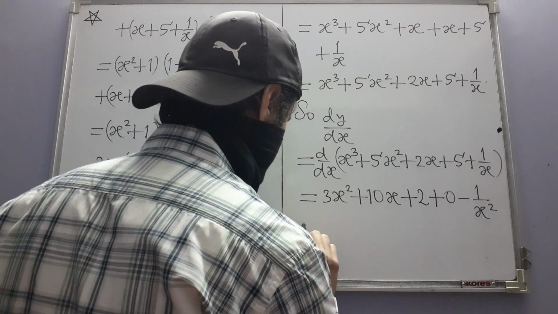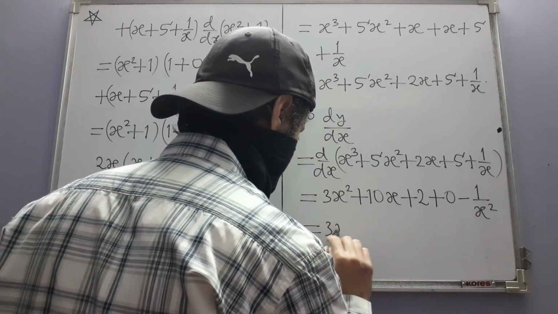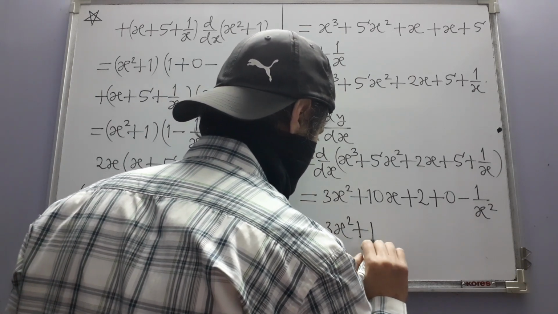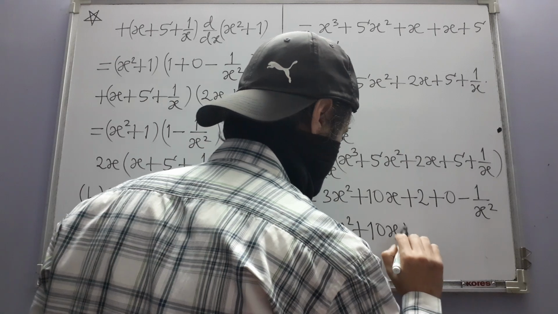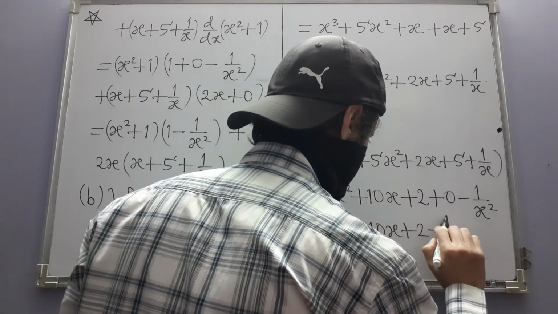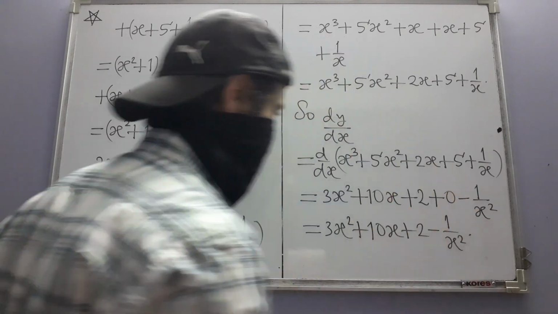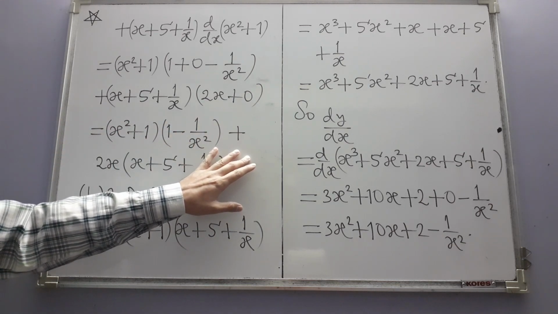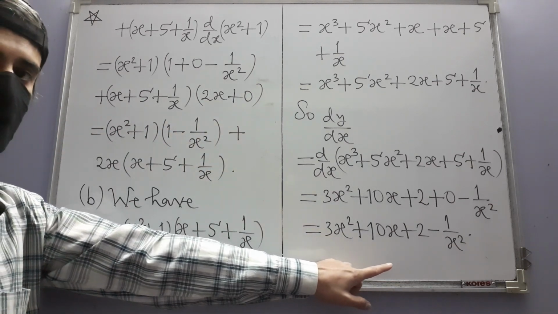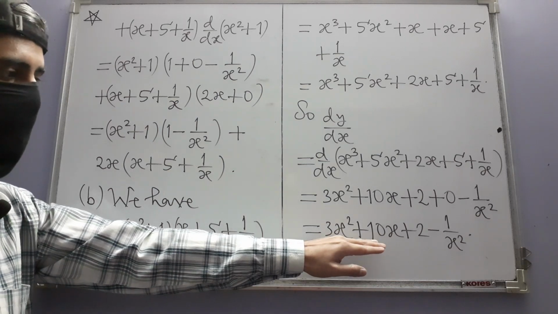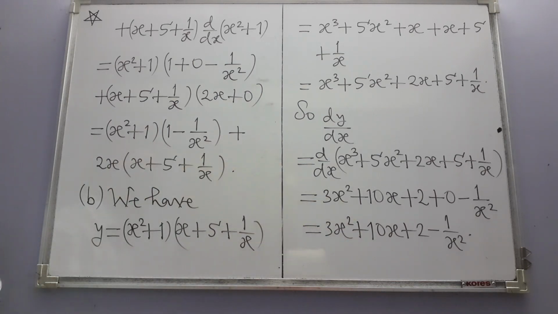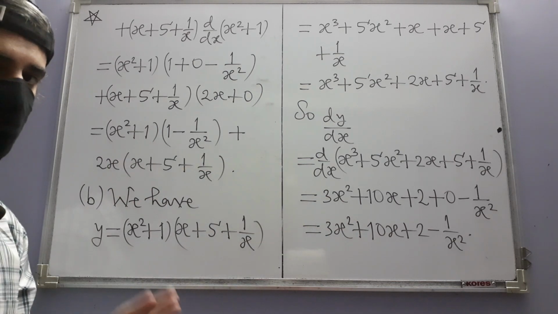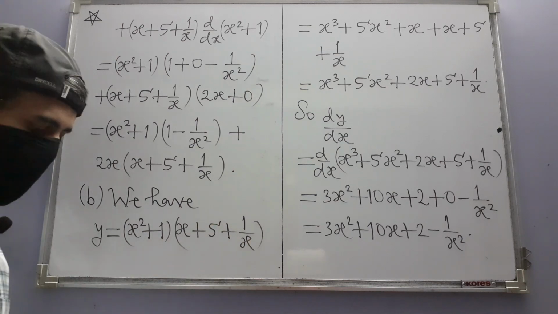So ultimately, what are you getting? 3x square plus 10x plus 2 minus 1 over x square. And again, I ask you to do the multiplication and simplification here and see if you are getting this. If not, then either this is wrong or this is wrong. It should not be, but at least check.